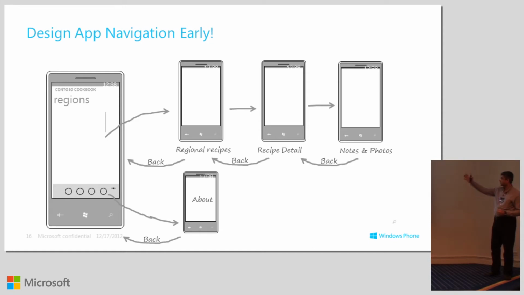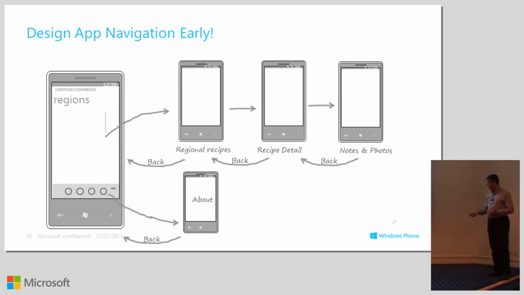So in here we have the regions. We go from the regions to the regional recipes. From the regional recipe, I go to the page for the recipe and the details and the steps of those recipes. And then I could have another page which talks about the notes and the photos for that recipe. And then if I go back, I can come to the main page. When I click back from the main page, then I'm taken back to my start screen. I could also have an about page, which then takes me back to the home page.